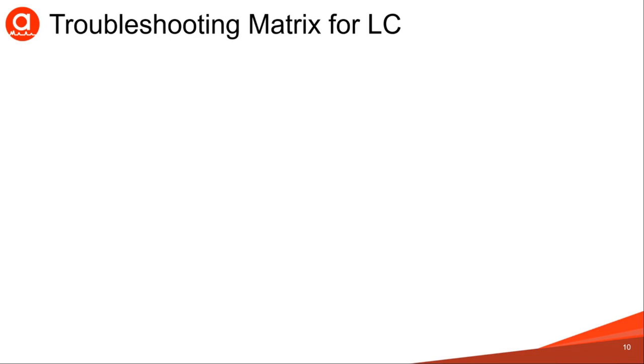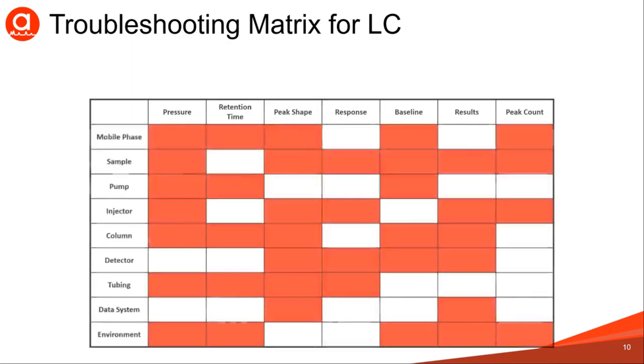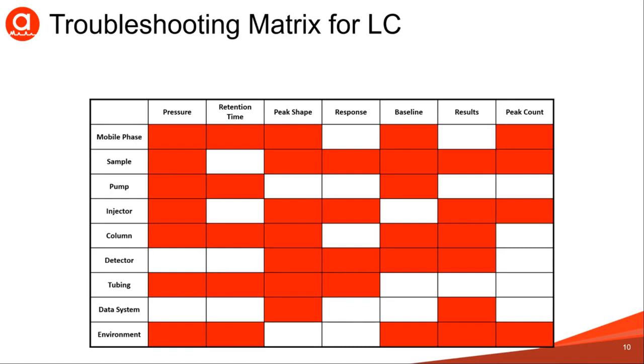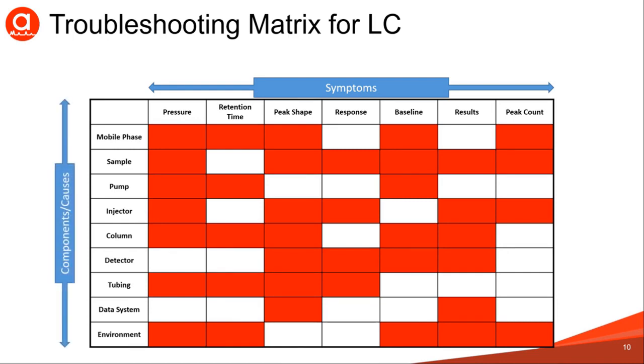Okay, it's finally time to talk about troubleshooting. So there are many ways to approach troubleshooting for LC. This is the approach I use. This is my troubleshooting matrix for HPLC. Across the top, we have a number of symptoms, and these are the more common symptoms. Certainly not everything you run across, but this is a great majority of the things you're likely to see. And then on the side, we have a list of components or causes or parts of the system that might be responsible for these particular symptoms.